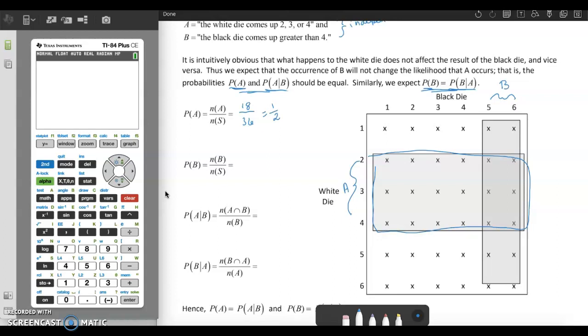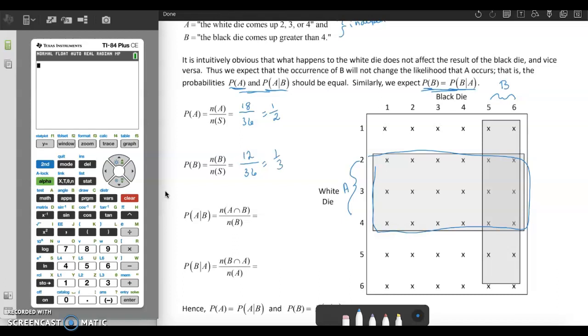Okay, the probability of B then again has a denominator of 36. But how many different ways can the black die land on just something greater than 4? So land on a 5 or a 6. There are 12 ways that can happen, which reduces to a third.